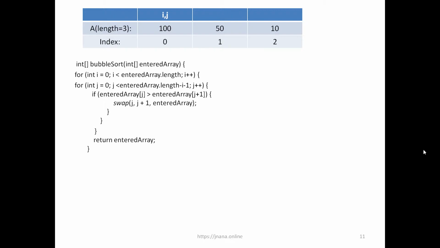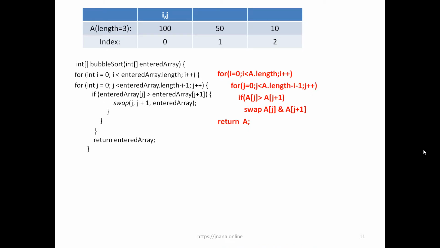For every value of I, when I equal to 0, we will come into the inner loop, j equal to 0 and j less than entered array dot length minus I minus 1, that is j less than a dot length minus I minus 1. A dot length is 3, minus I which is 0 in this case, 3 minus 0 minus 1, that is 2. So j less than 2 is nothing but j equal to 0 and j equal to 1. So when I equal to 0, j will traverse 0 and 1, because the condition is j less than 2.